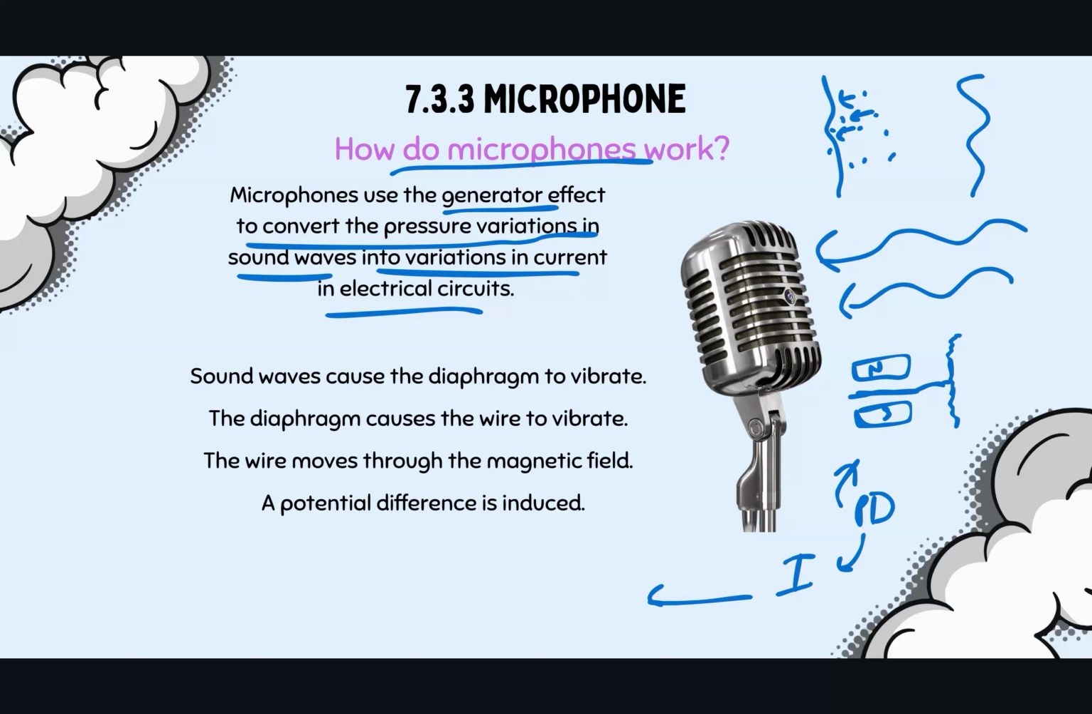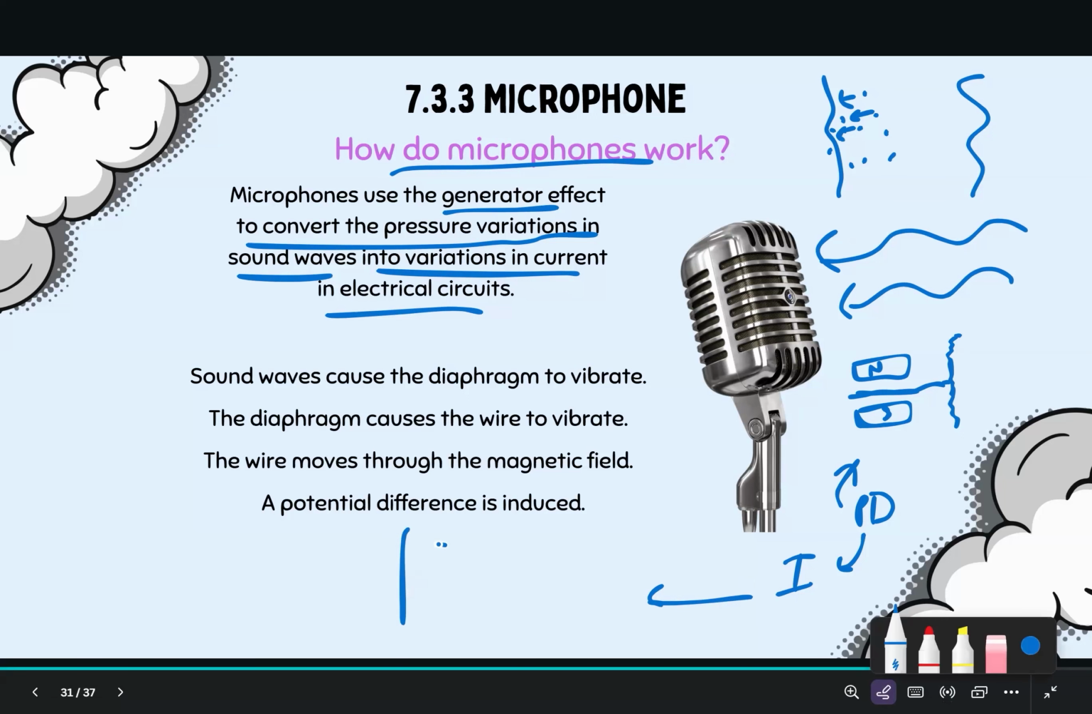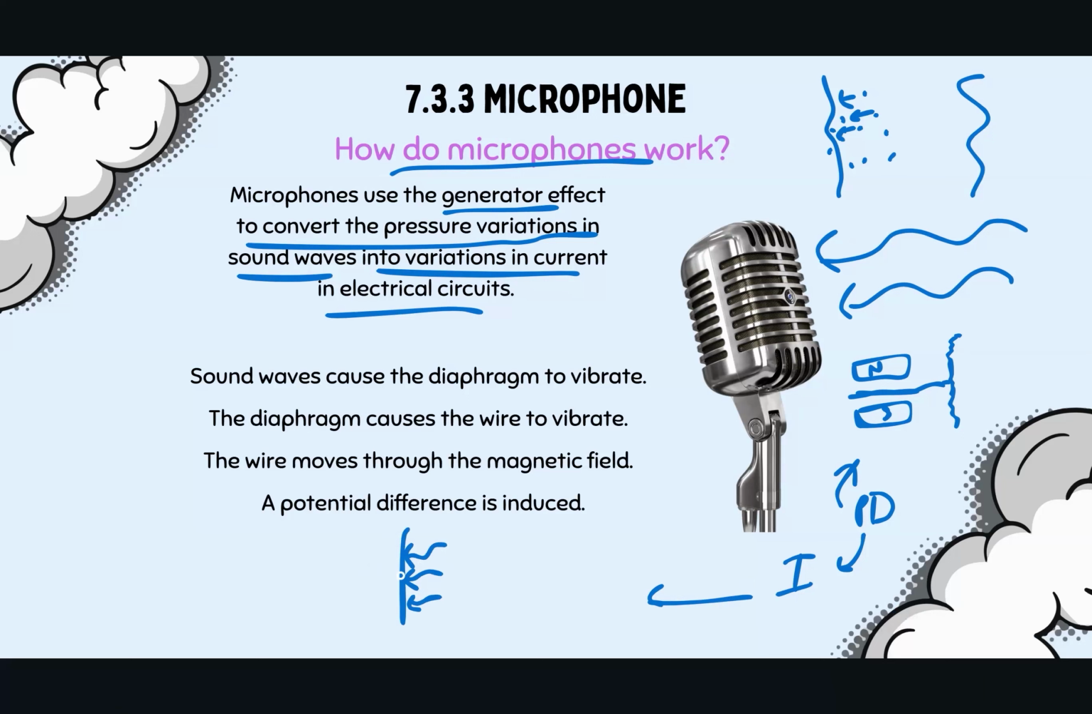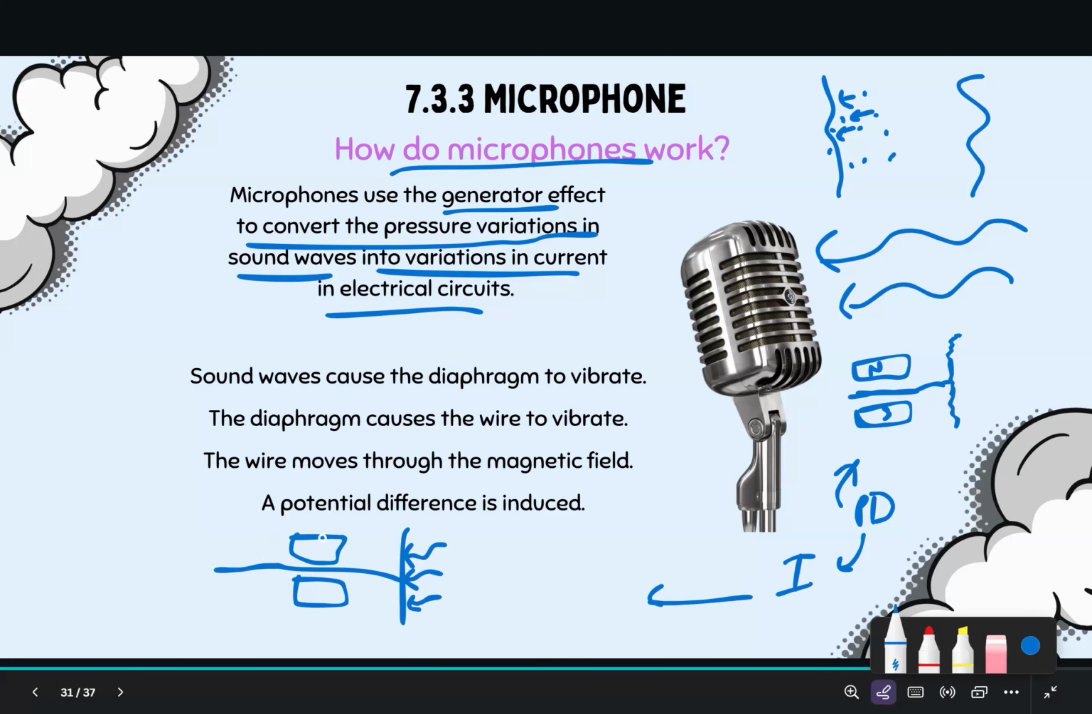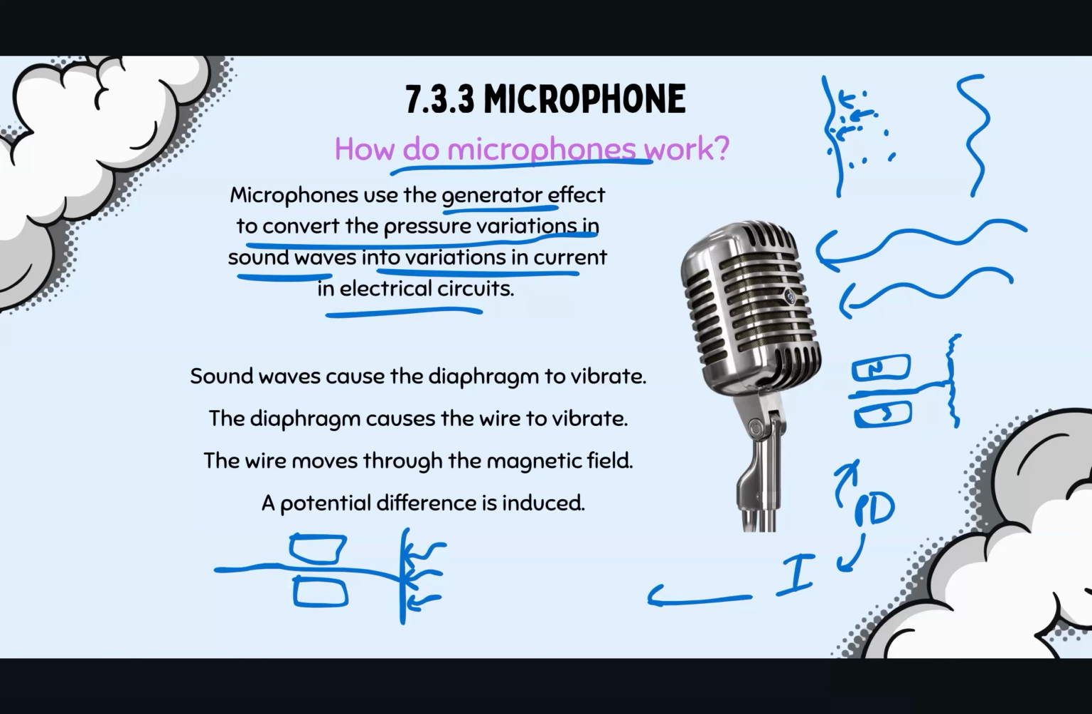So let's just quickly recap that. The sound wave hits the diaphragm. The diaphragm vibrates. The diaphragm is attached to a coil that's within a magnetic field. And whenever that coil moves back and forth, it creates a potential difference, which creates a current, and it has a varying current. And when that varying current reaches the speakers, they convert it into sound.